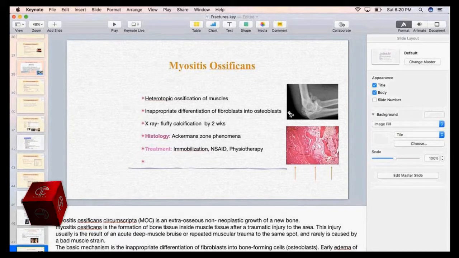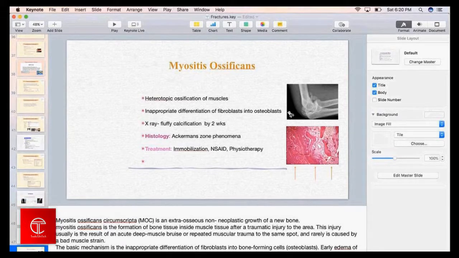And the basic mechanism is the inappropriate differentiation of fibroblast to osteoblast. And if you take an X-ray in the early days, you can see the fluffy calcification, also known as the spotted wheel appearance. There will be fluffy calcification. And if you take an X-ray after say 1 month or 4 months, you can see the mature bone as seen in the X-ray in my slide.